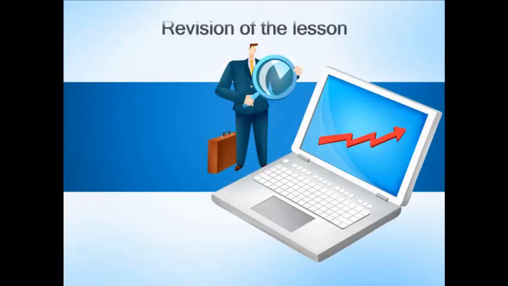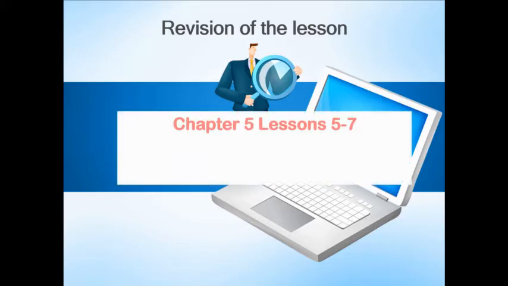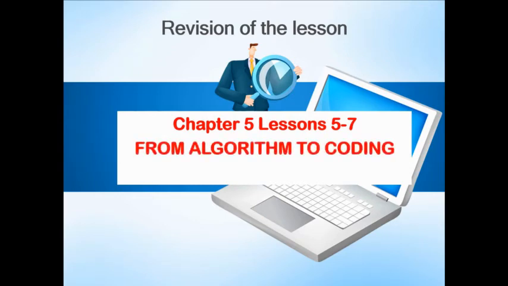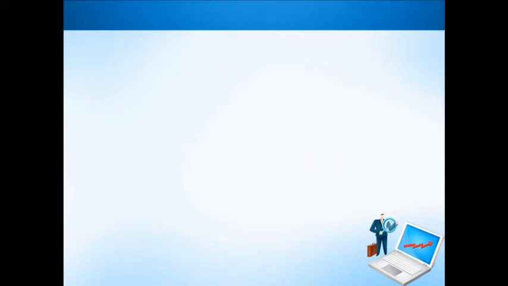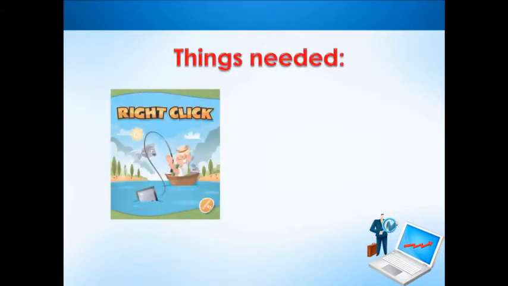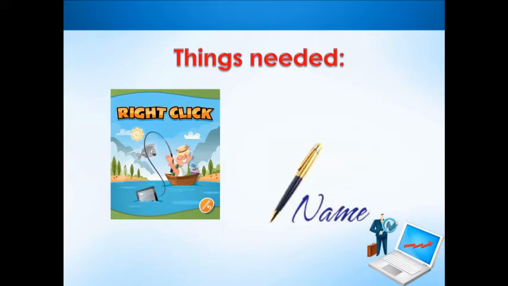Today, we are going to have a revision of the lesson, starting from Chapter 5, Lessons 5 to 7, entitled From Algorithm to Coding. The lessons can be found in your textbook, pages 76 to 80. But before we start, be sure you have with you your book and your pen. Okay?